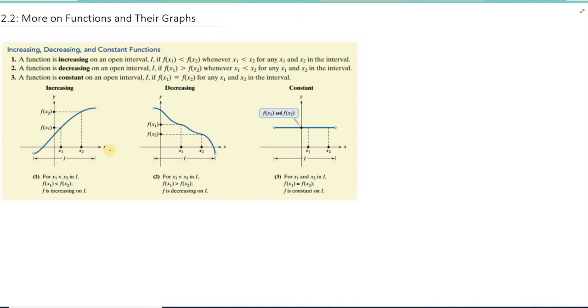Hello guys, today we're going to study 2.2, more on functions and their graphs. So first let's take a look at increasing, decreasing, and constant. If you think about increasing, this is talking about an interval, okay?